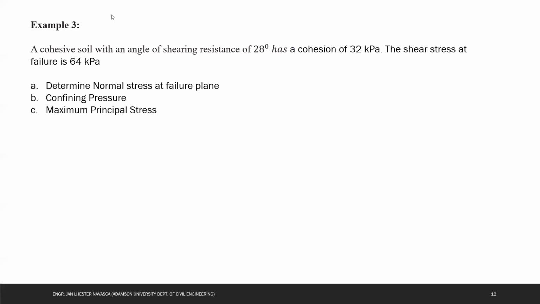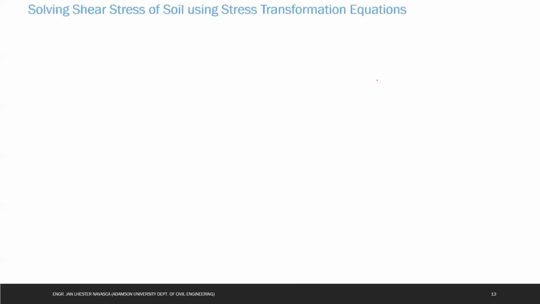Okay. So example problem 3 is a cohesive soil with an angle of shearing resistance of 28 degrees and cohesion of 32 kPa. So the shear stress at failure is 64 kPa. Problem 1, determine the stress at the failure plane. Number 2, what is the confining pressure. And letter C, what is the maximum principal stress. Okay, isa-isahin natin. So again, solving using the stress transformation equation. Our given values are phi equals 28 degrees, cohesion equals 32 kPa, and tau sub f is 64 kPa. Okay, then the solution.